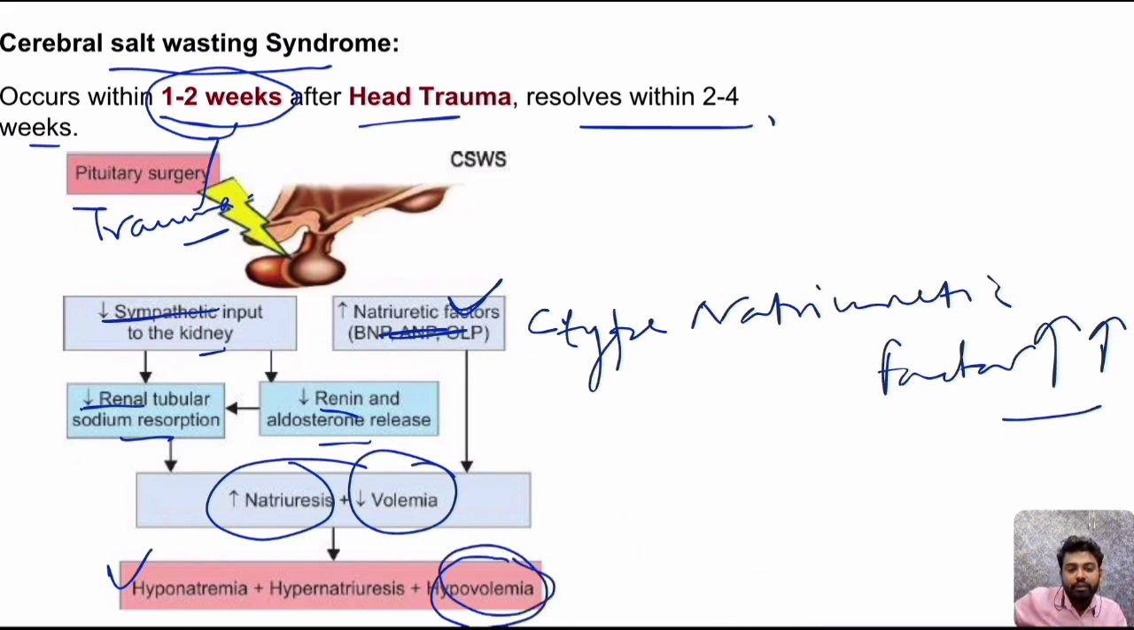They are confusing so much that sometimes they are managed in both ways, like the patient is given saline and urea also. Urea will help in SIADH. It will help in reducing water reabsorption, and you are giving initial saline also to counter this hypovolemia.